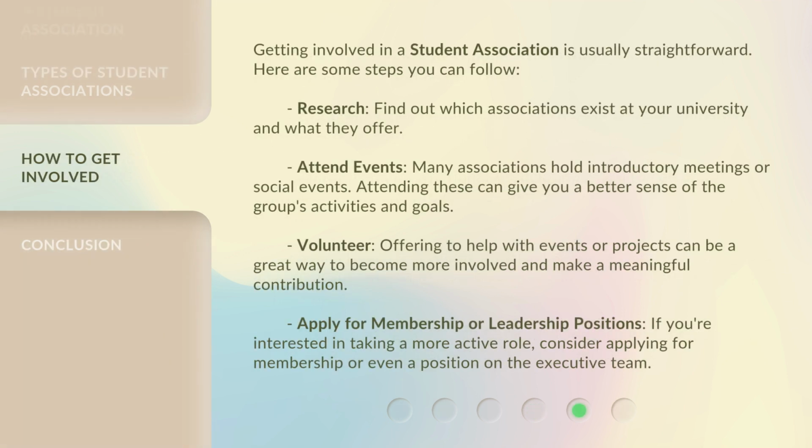Getting involved in a student association is usually straightforward. Here are some steps you can follow. Research. Find out which associations exist at your university and what they offer. Attend events. Many associations hold introductory meetings or social events. Attending these can give you a better sense of the group's activities and goals.